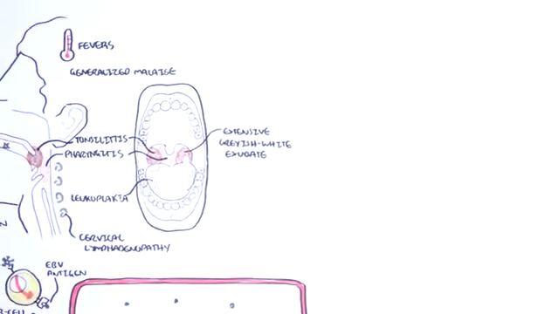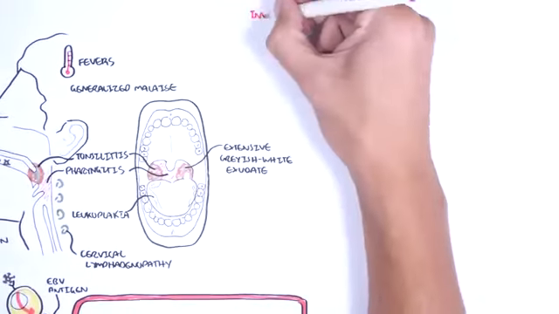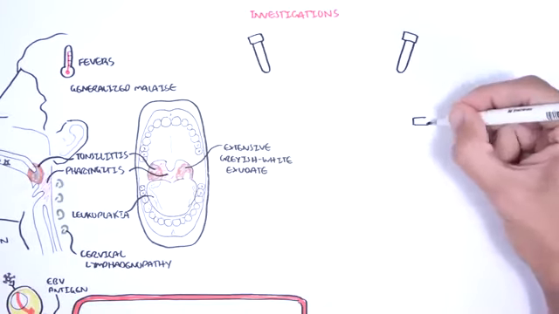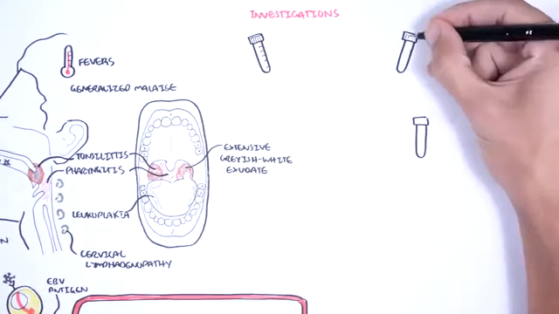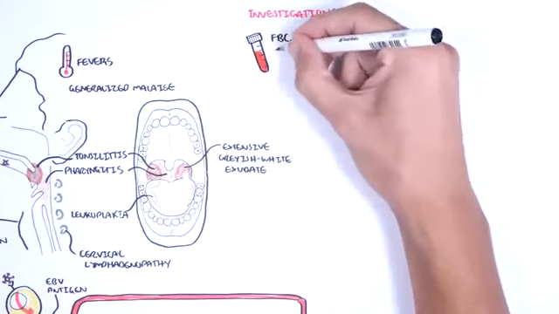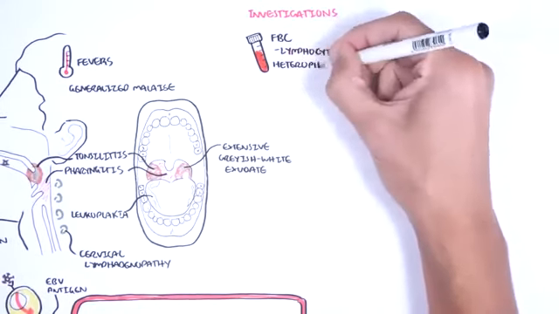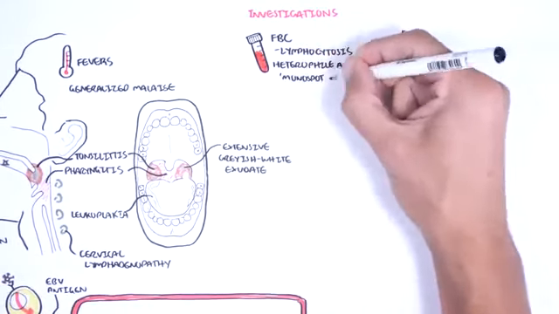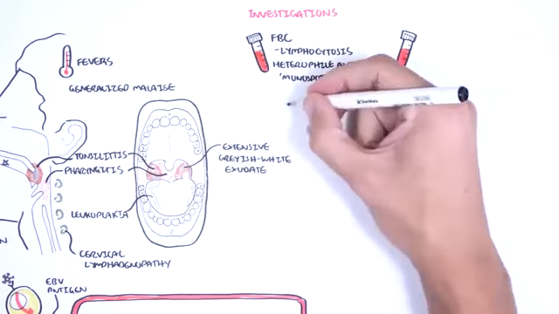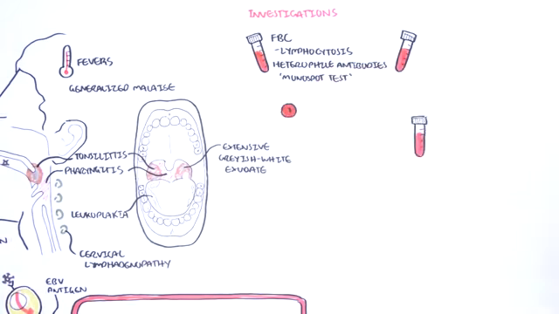Diagnosis of infectious mononucleosis is often clinical. Epstein-Barr virus pharyngotonsillitis should be suspected in anyone with fever, pharyngitis, and cervical lymphadenopathy. Investigation findings include increased lymphocytes in the blood and presence of heterophile antibodies. This is called the monospot test. And remember, these were produced by the abnormal B cells.